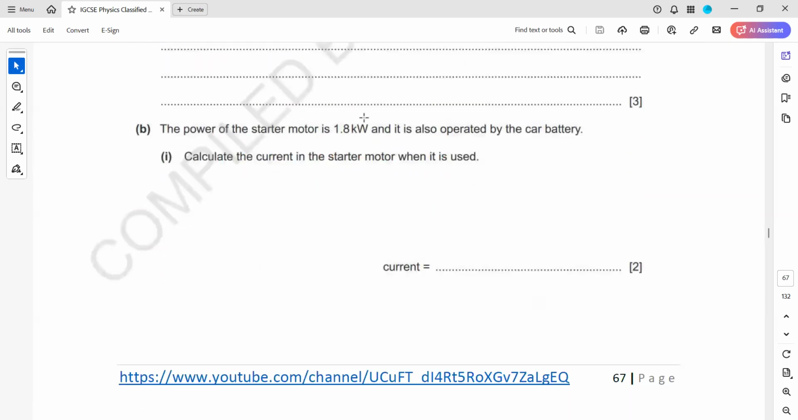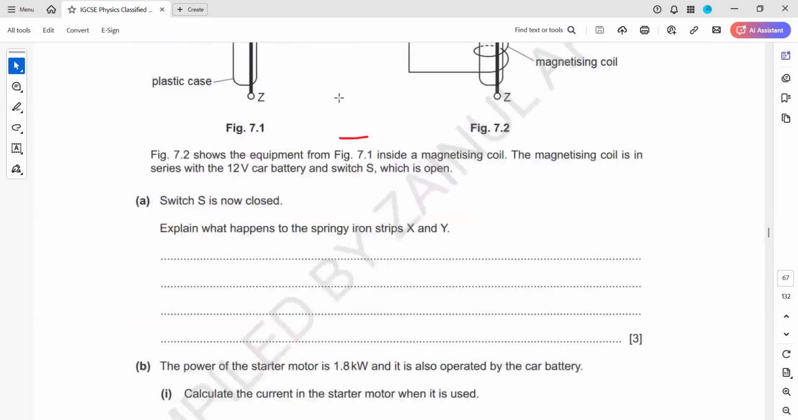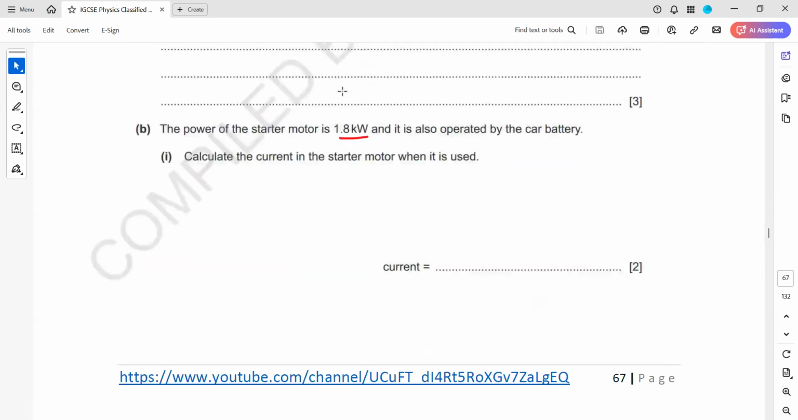The next is the power of the starter motor is 1.8 kilowatt and it is operated by the car battery. State the current in the starter motor. We know the voltage of a starter motor. What is the voltage? 12. And we know the power, 1.8. So P is equal to VI. We will just multiply. P is equal to IV or VI, it's the same thing. Order does not matter because it's a multiplication.